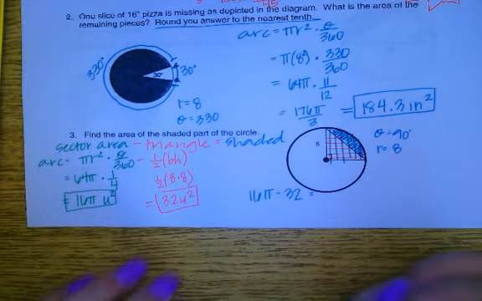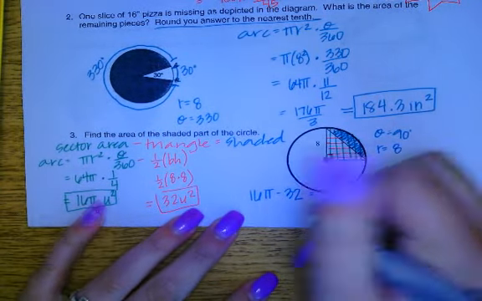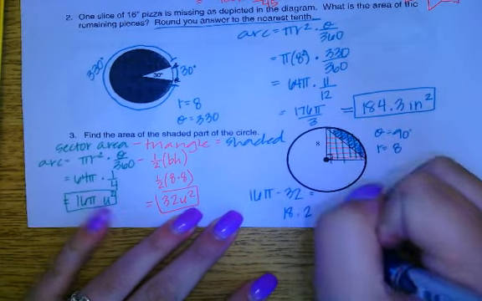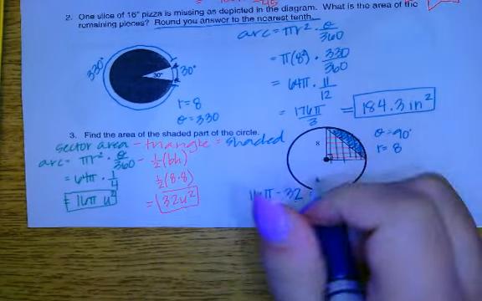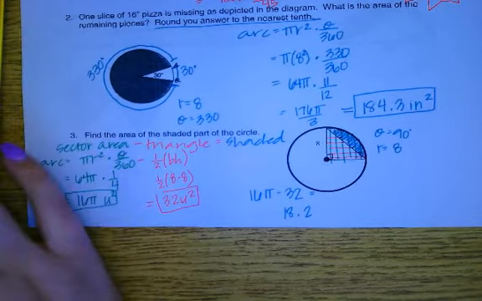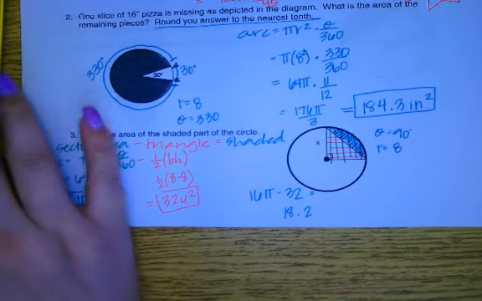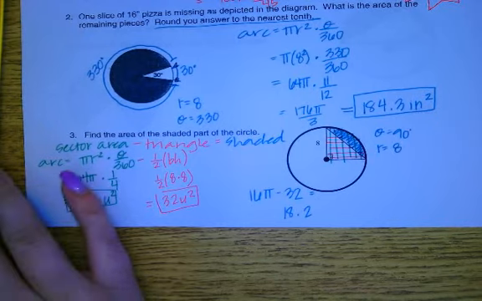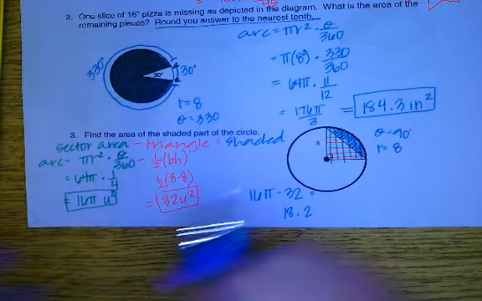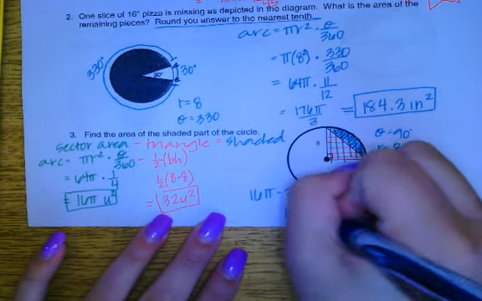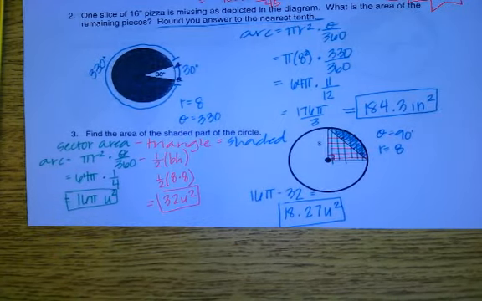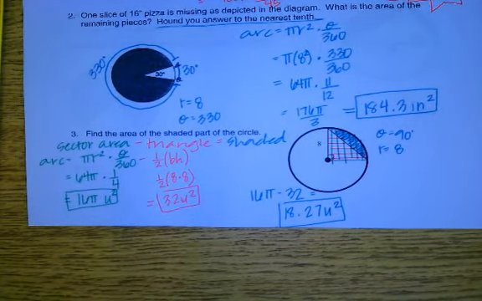To the nearest hundredth, what do you get? 18.27? Yeah. That's not what I had. 16 pi. Whoops. Okay. 27. Perfect. Any questions over finding the area of a little part, a little sliver?